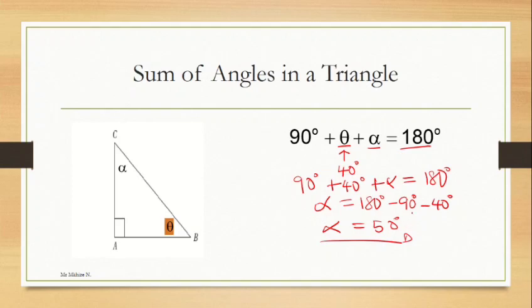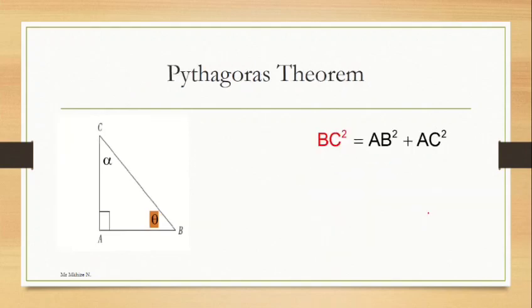Right. So if you move on, you have Pythagoras theorem. And we said Pythagoras is used for sides. So it says that the sum of the squares of the two other sides will be equal to the square of the hypotenuse. So the square of the two sides, if you add them, they'll give you the square of the hypotenuse. So AB squared plus AC squared will give you BC squared.